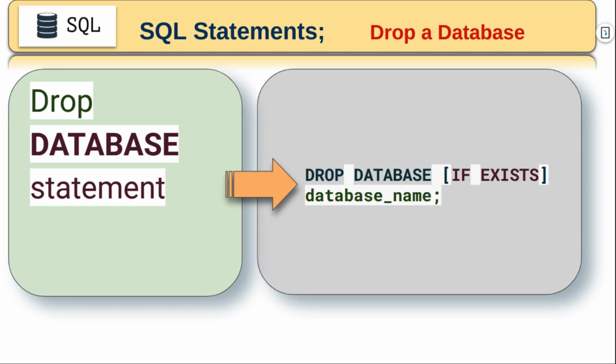So this whole statement, DROP DATABASE IF EXISTS and the database name, returns the number of tables that are deleted by this statement. Okay, so let's practice this on the terminal.